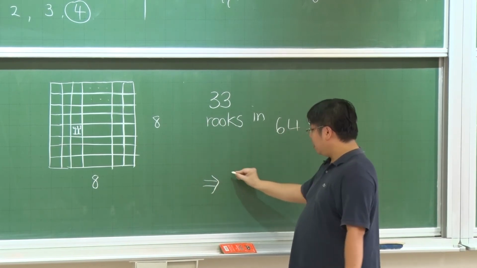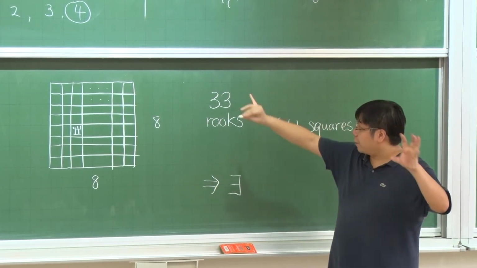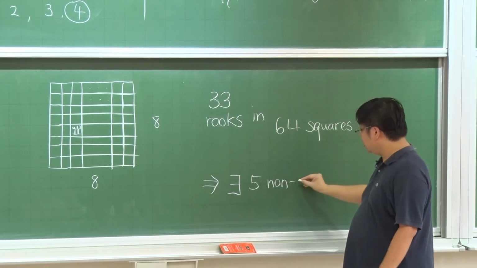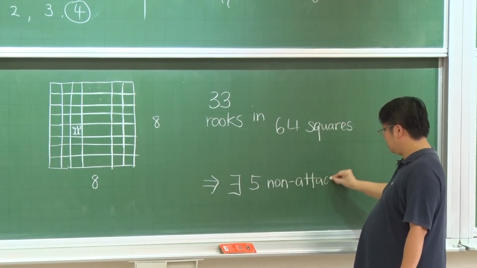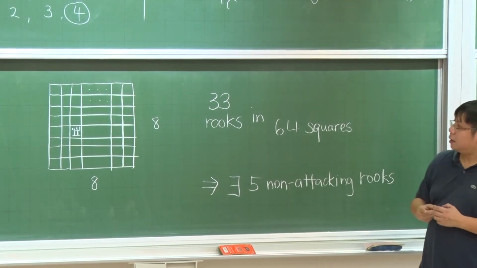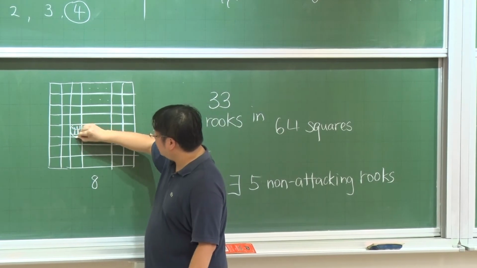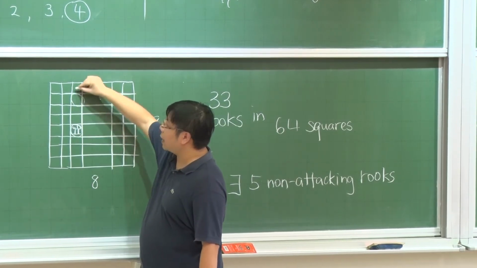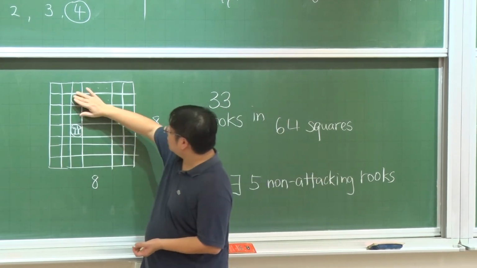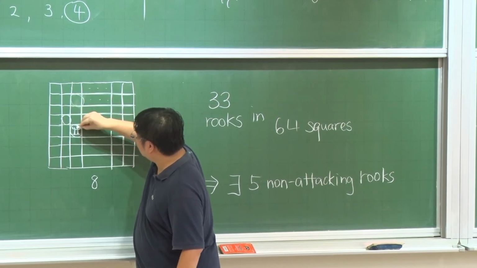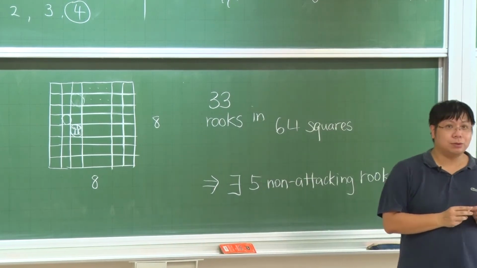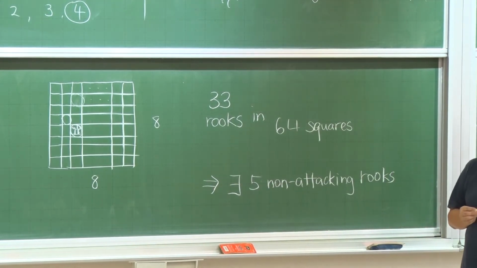So we want to show that we can find 5 of the rooks that we have placed that do not attack each other. What is meant by non-attacking? If I have a rook here, and then I have a rook here, then they are attacking each other. Two rooks on the same row or in the same column are attacking. But if I have a rook here and a rook here, they are not attacking each other. It's not like a queen, so they do not control the diagonals. They control only the verticals and the horizontals.